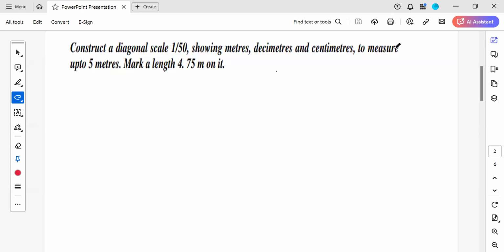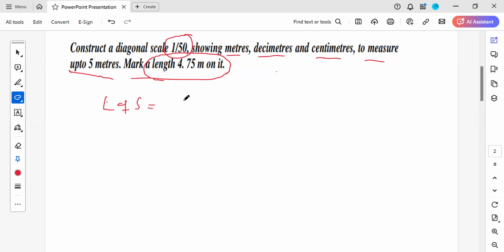Construct a diagonal scale. RF is given as 1 by 50. So, that scale should show meters, decimeters, and centimeters to measure up to 5 meters, and mark a length of 4.75 on it. So first we will calculate the length of the scale.